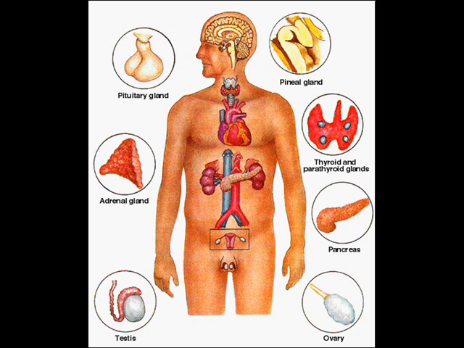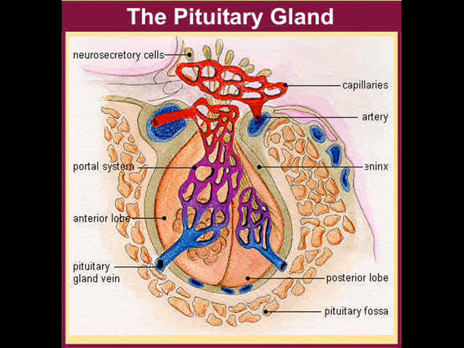The cherry-shaped pituitary gland is attached by a pituitary stalk to the base of the brain, the hypothalamus. The posterior lobe, also known as the neurohypophysis, is directly connected to the hypothalamus by the pituitary stalk.